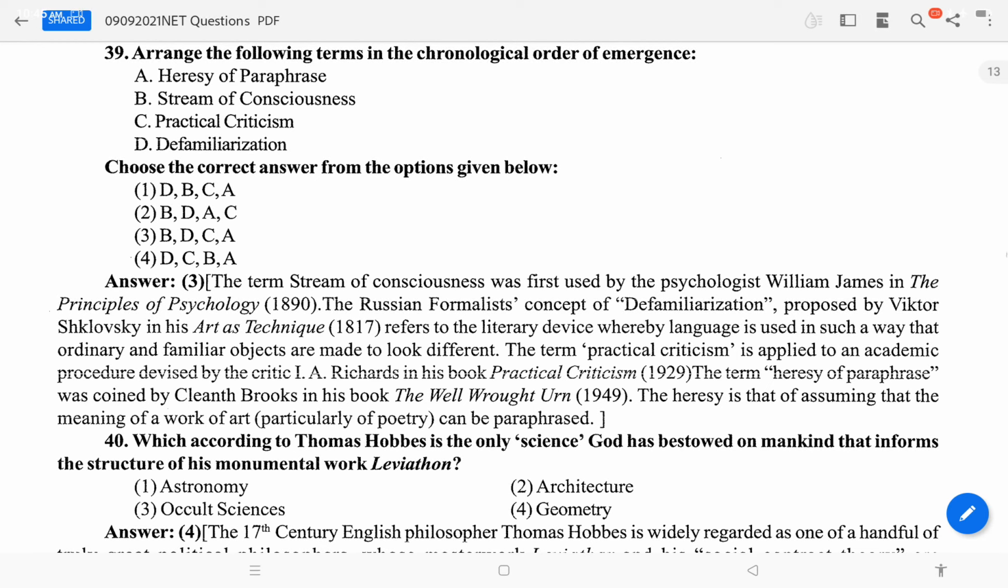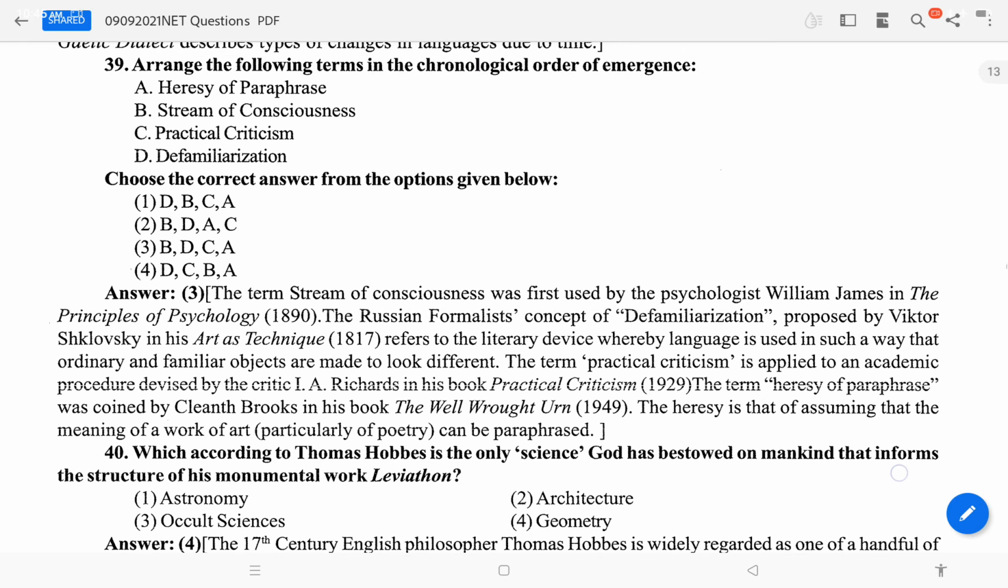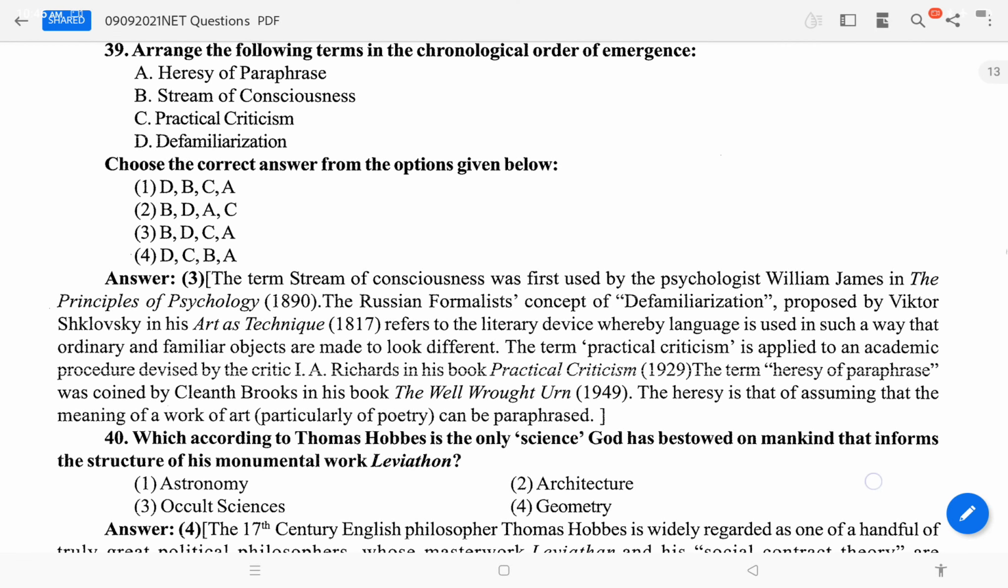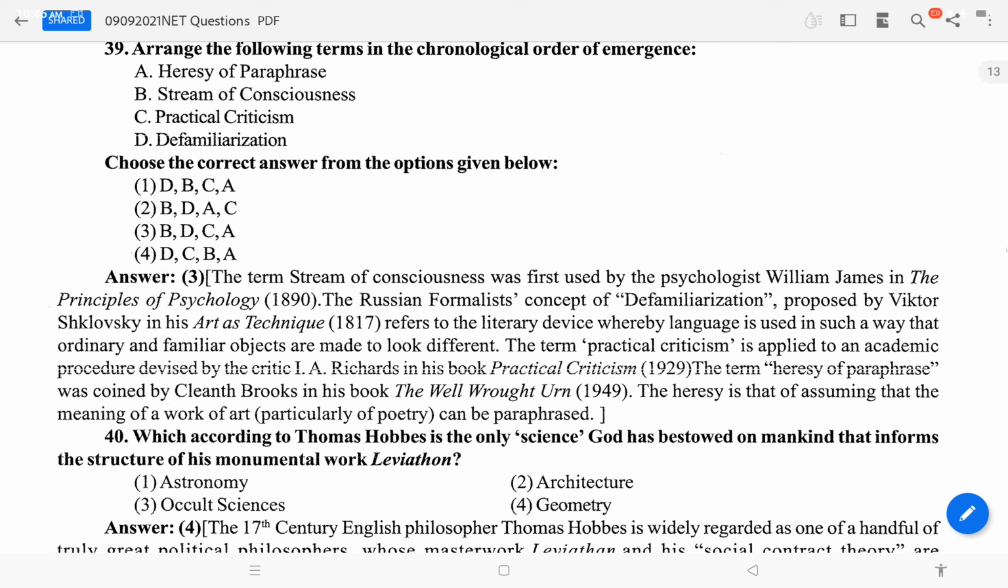The term practical criticism is applied to an academic procedure devised by the critic I.A. Richards in his book Practical Criticism, which was published in 1929. The term heresy of paraphrase was coined by Cleanth Brooks in his book The Well Wrought Urn, which was published in 1949. The heresy is that of assuming that the meaning of a work of art, particularly of poetry, can be paraphrased. So these are the famous terms by these theorists.